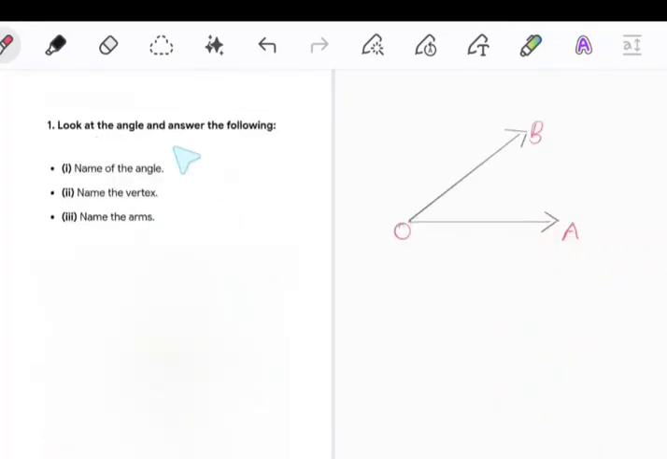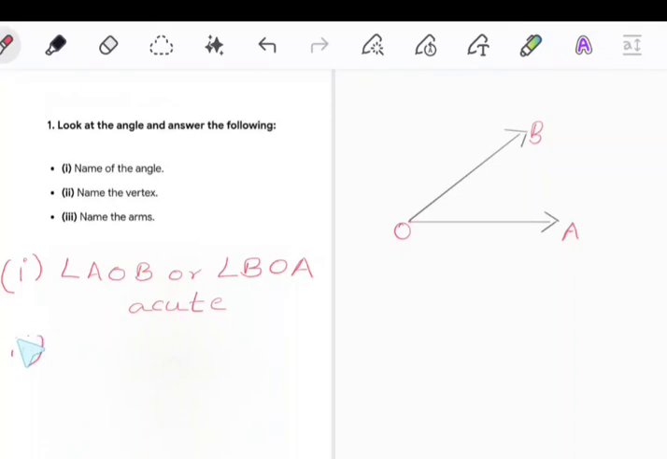Next question. Look at the angle and answer the following questions. Number 1, name of the angle. Here the figure shows one angle, angle AOB. So we can write angle AOB or angle BOA. Also mention which type of angle this is. It's an acute angle, less than 90 degrees.